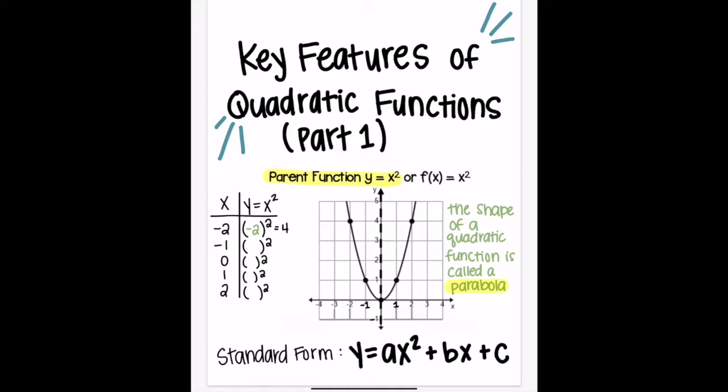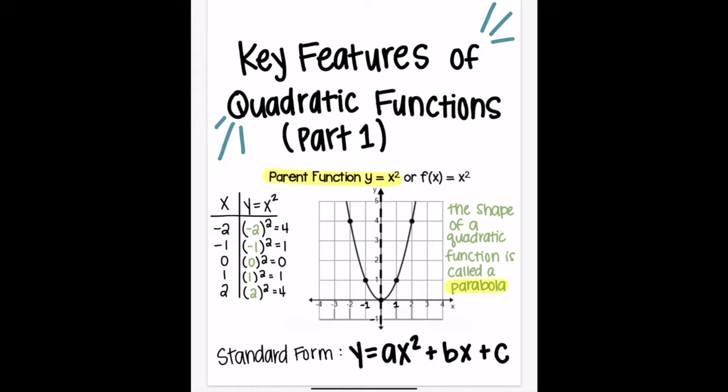Okay, so if I plug in negative 1, negative 1 times negative 1 is positive 1. If I plug in 0, 0 times 0 is 0. Plugging in positive 1, 1 times 1 is 1. And finally, if I plug in 2, 2 times 2 is 4.